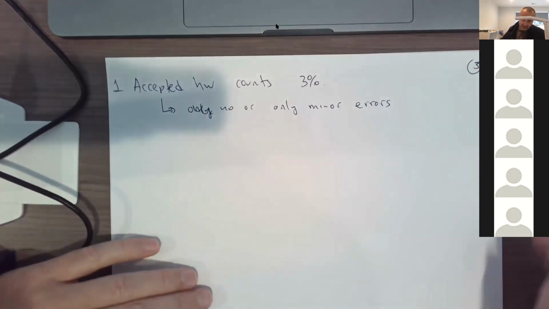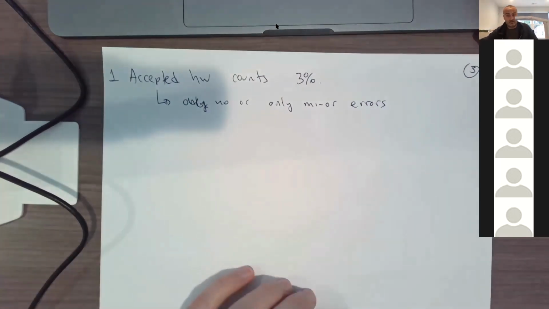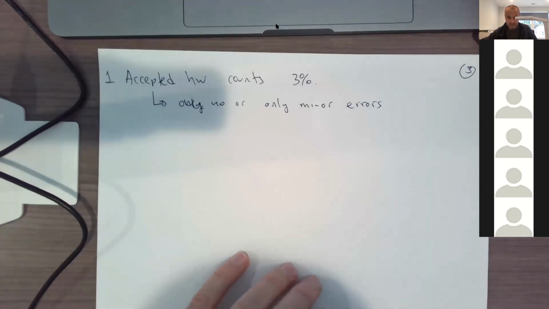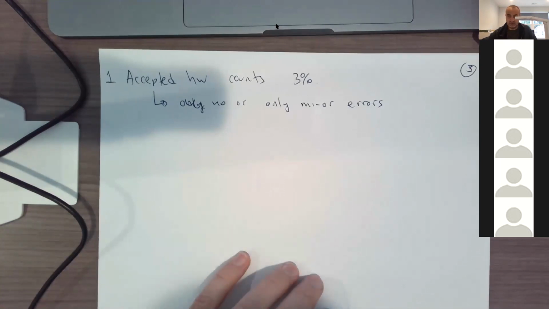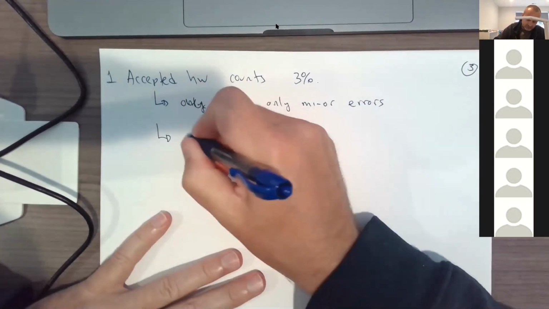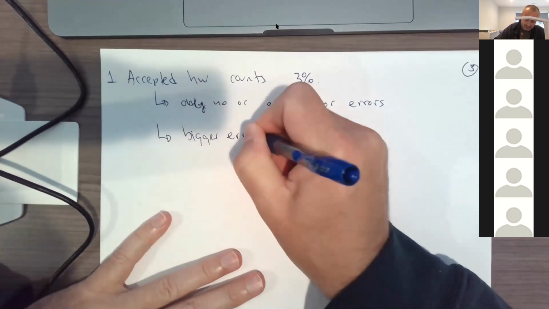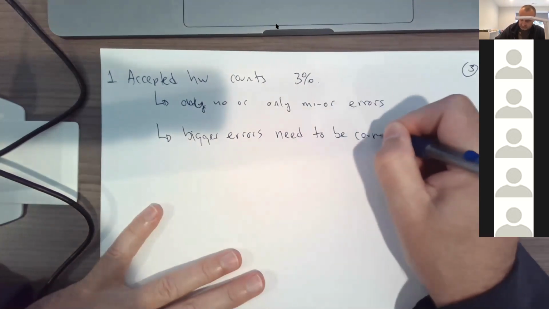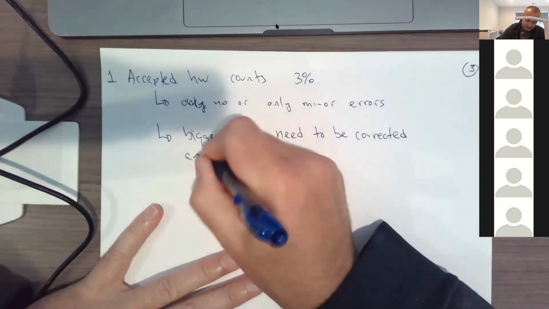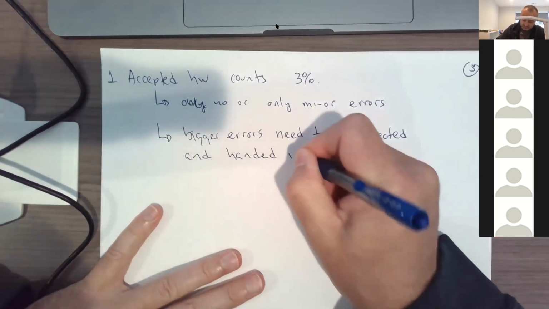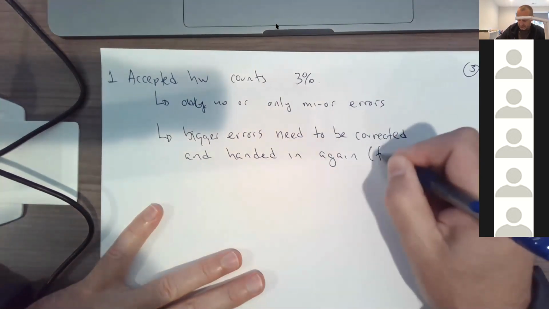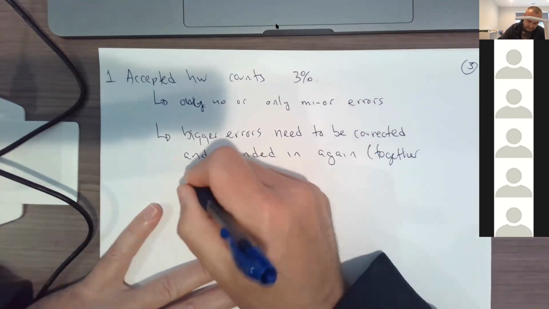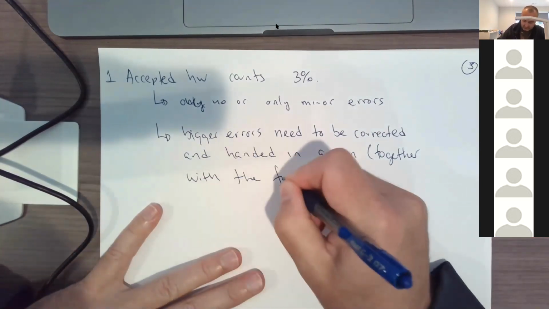What's going to happen is that the grader, the TA, is going to look through your homeworks, and he's going to tell you what he sees. And if there are only minor problems in there, he's going to accept the homework. If there are bigger errors, they need to be corrected and handed in again, together with the following homework.